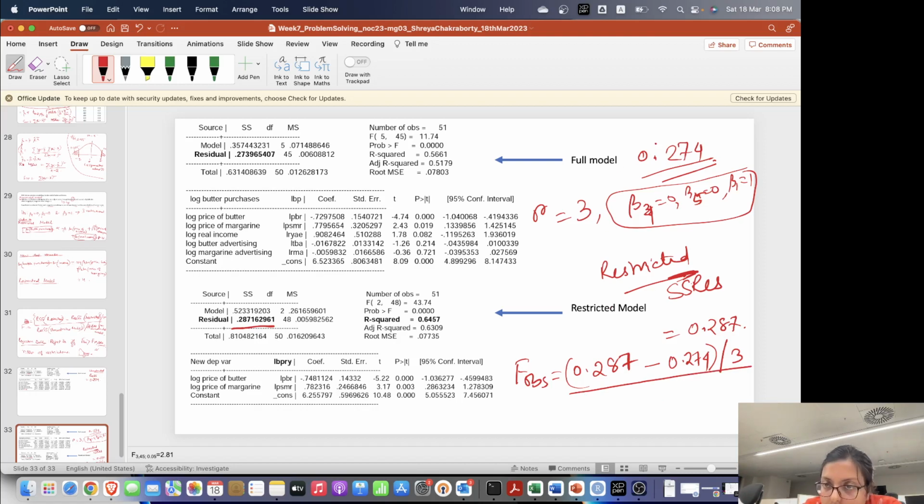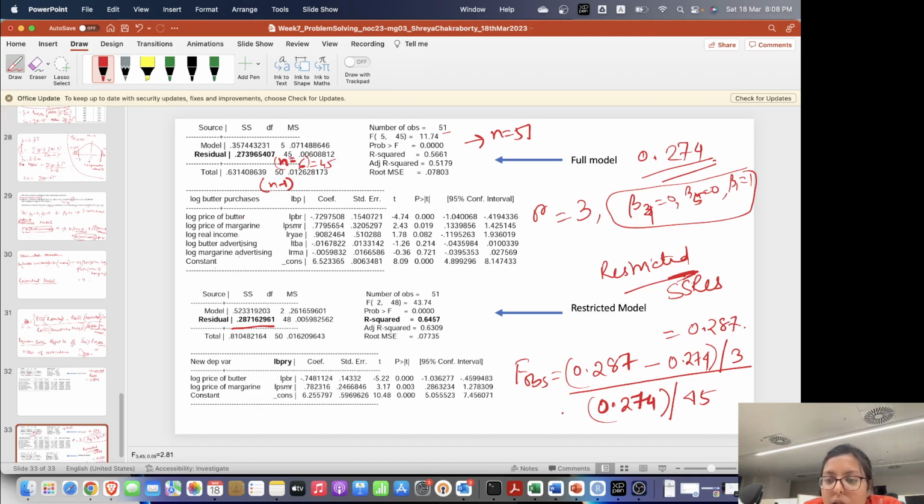the residual sum of squares from the full model, that is 0.274, divided by the degrees of freedom. So the degrees of freedom for this case is 45. If I look from here, there were n equal to 51. So n minus 1 is the total degrees of freedom. Residual is n minus how many we are predicting. So 1, 2, 3, 4, 5, 6. N minus 6 we are predicting, that is 45. That is what has been written here.